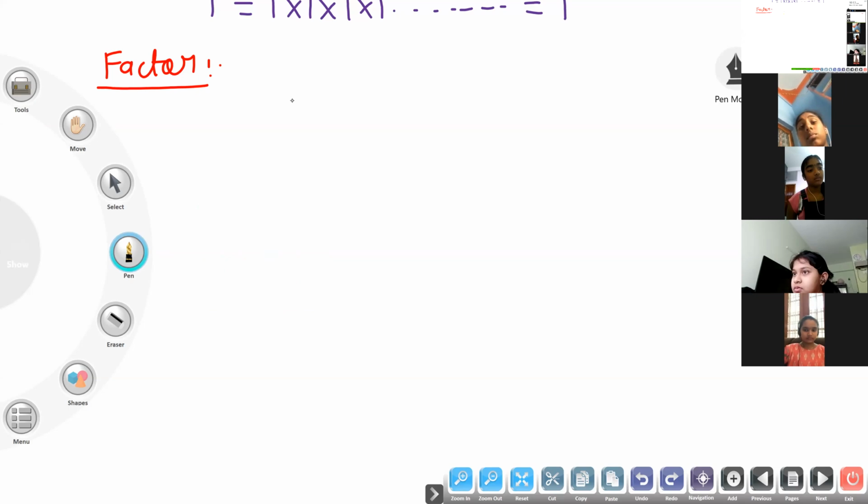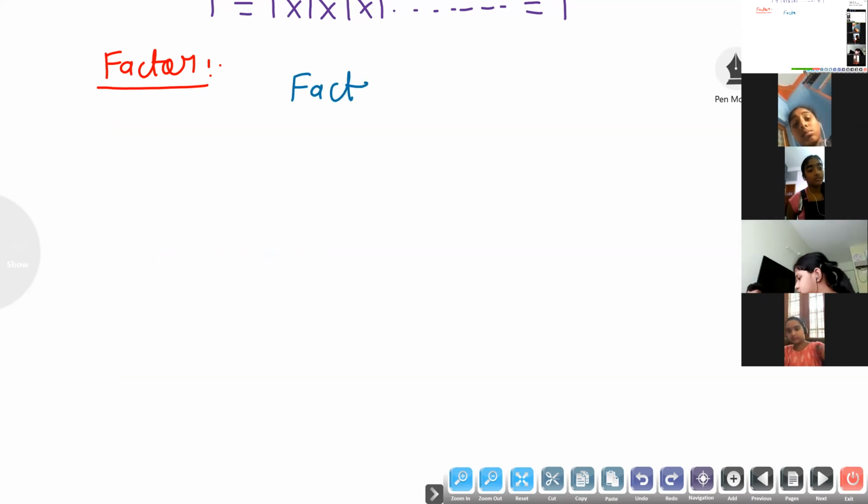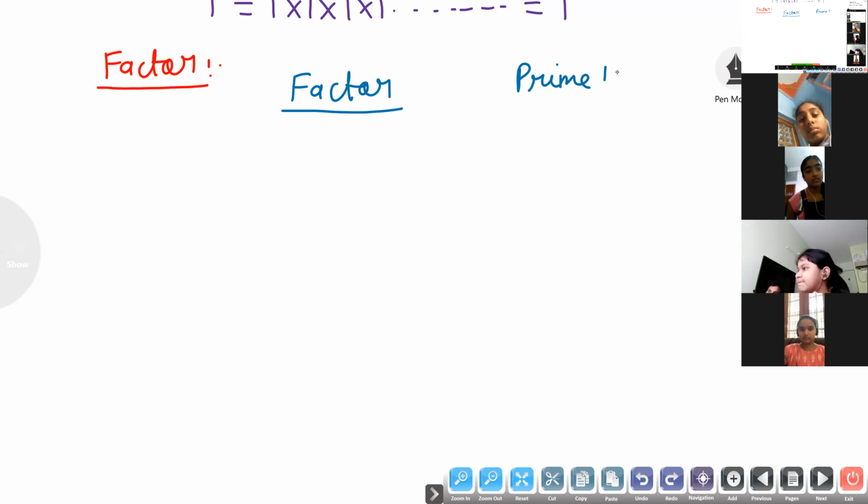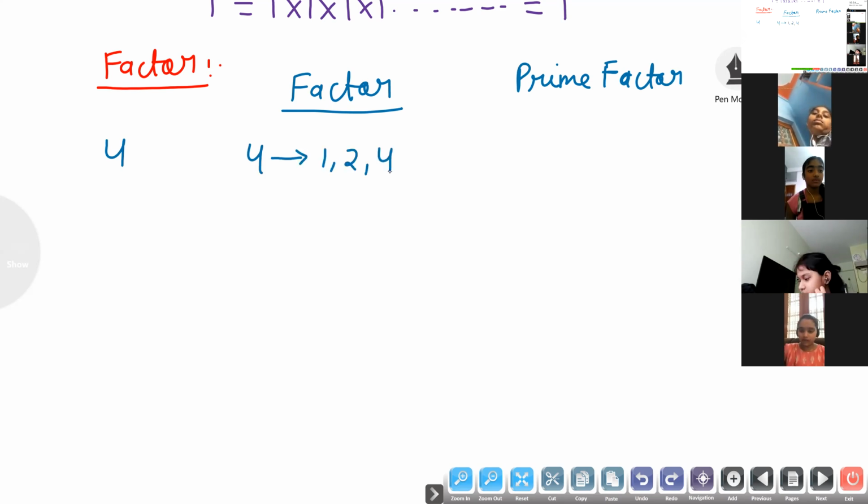Right. One side I am writing factor. Second side I am writing prime factor. Concentrate everyone. Suppose I am writing an example. Neha has given example 4. Okay. 4. Listen carefully. I have taken example 4. Now for 4 I can write factor of 4. 4 will come in 1 table, 2 table and 4 table. Okay. This is factor of 4.